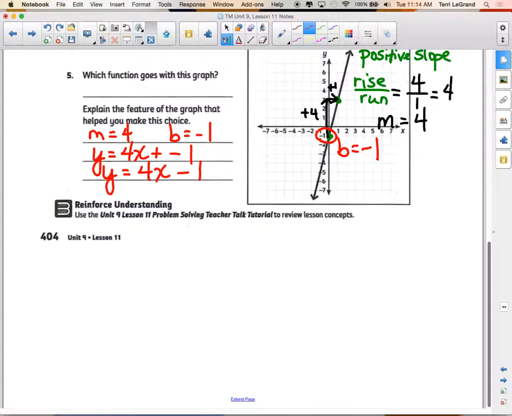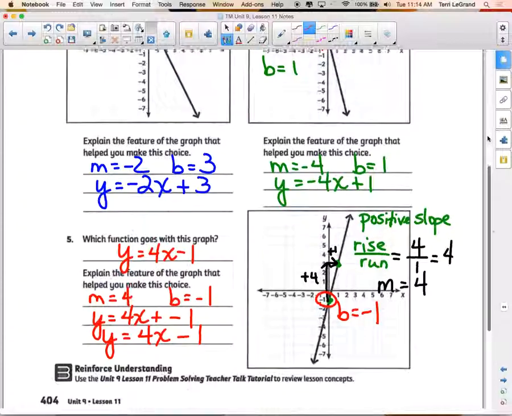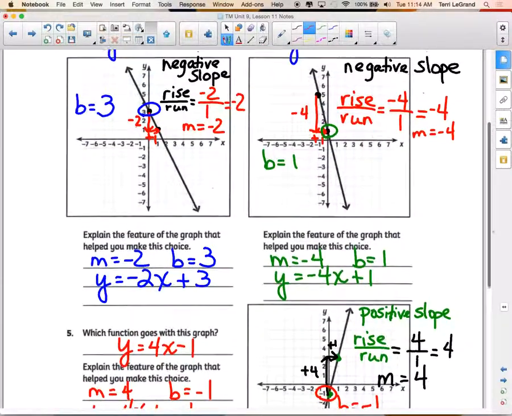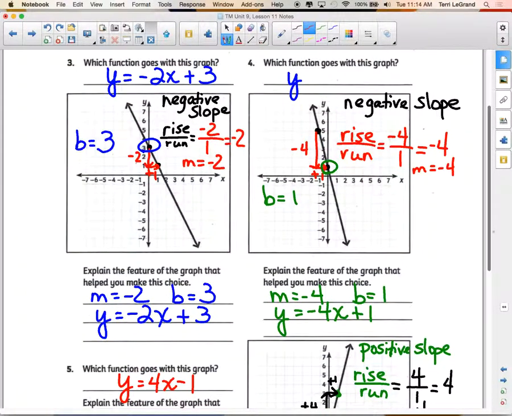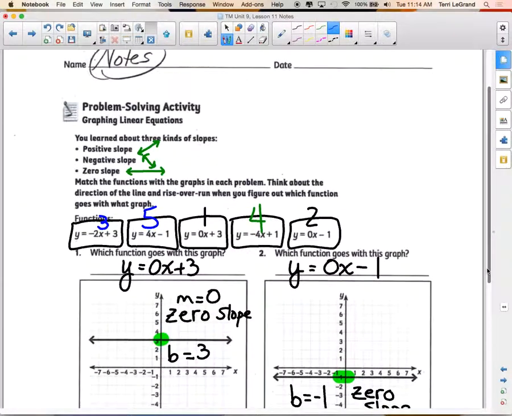Okay, so let's put it up here then. Y equals 4x minus 1. I wonder if I forgot to put it on my last one. Yep, I forgot to finish that one. Y equals -4x plus 1. Okay, and over here, I'm just going to check you guys out. Oh, you're right. It's there. Okay, so we matched them all up properly.